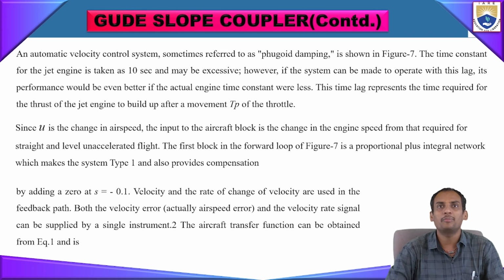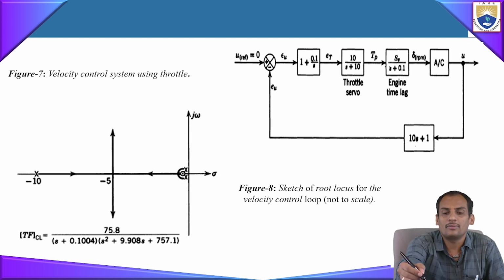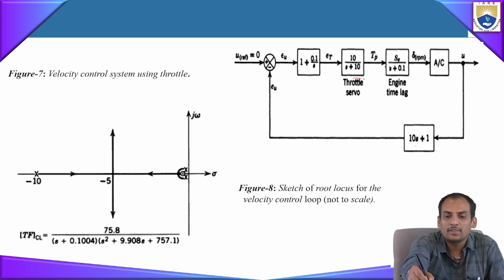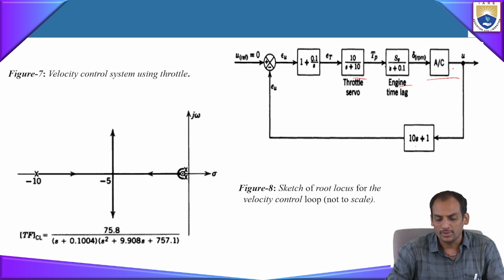The time represents the time required for thrust generated from the jet engine to build up, so that the change in airspeed u can occur. The input to that block is the change in engine speed from the required straight and level unaccelerated flight. The first block in the forward loop in figure 7 is a proportional plus integral network. This is a throttle servo network, and this is an engine time lag network. From this the output goes to the aircraft control surface.